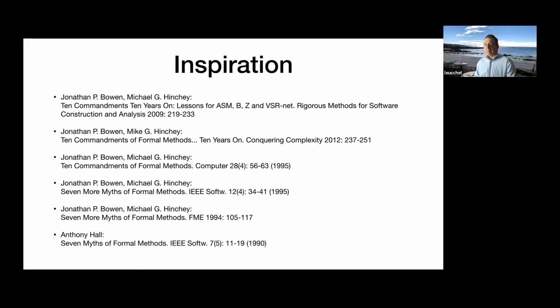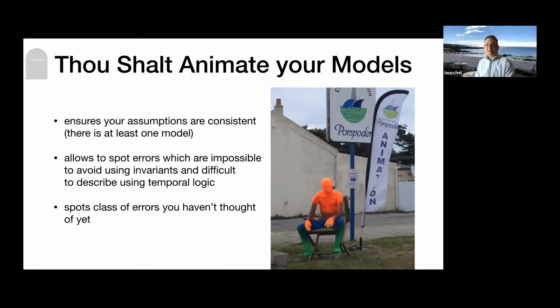And so one commandment is that thou shalt animate your models. I think it is important. It ensures that your assumptions are consistent, so the model is consistent. If you have an inconsistency, at least in the B model, quite often in the prover you don't catch it. If your axioms are inconsistent, the prover is happy, but the animation will catch that.